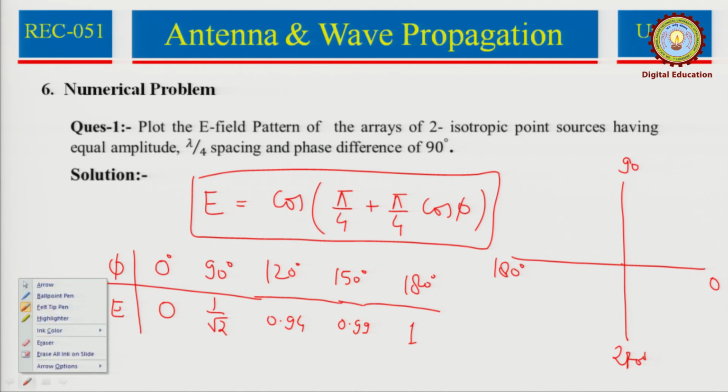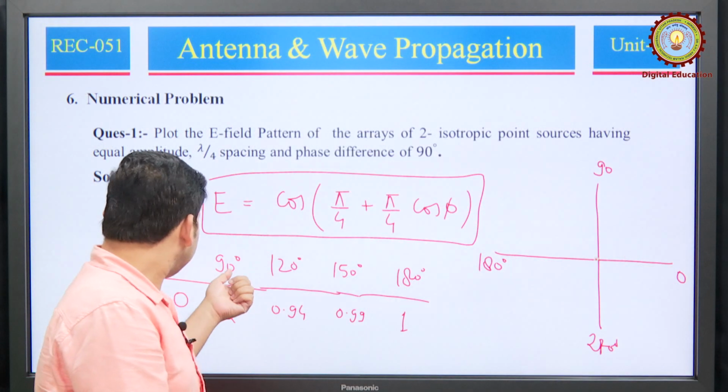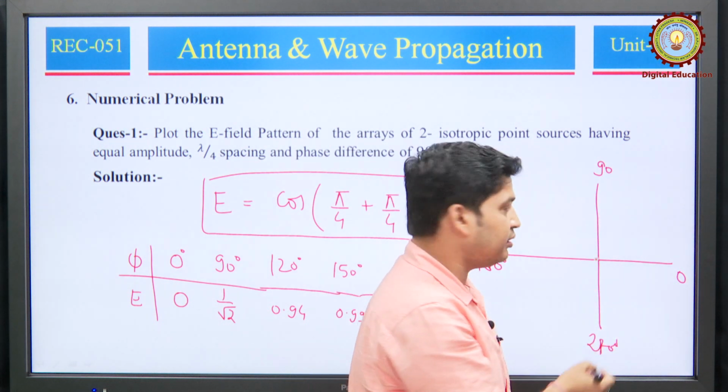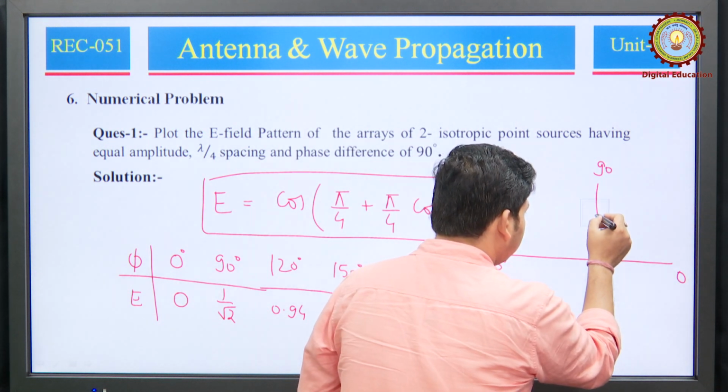So, let me change the color of this pen, let us take green color. Okay. So, first point at 0 degree, what is the value? 0. So, over here we have the value. Next value, 90 degree, and what is the value? 1 by root 2. 1 by root 2 is nothing but 0.707. So, somewhere over here is our point.